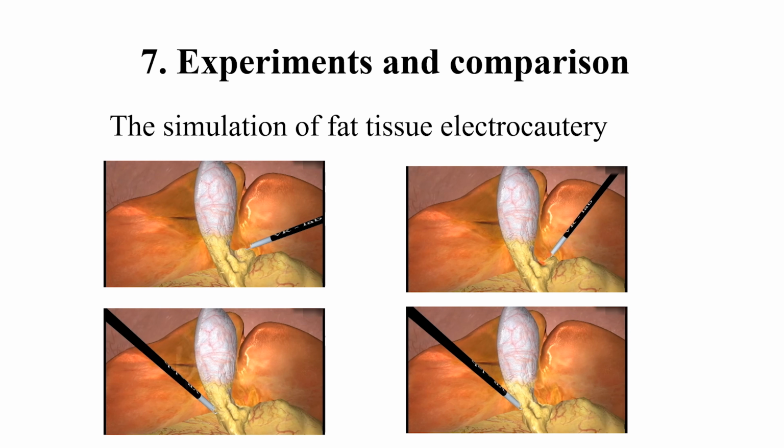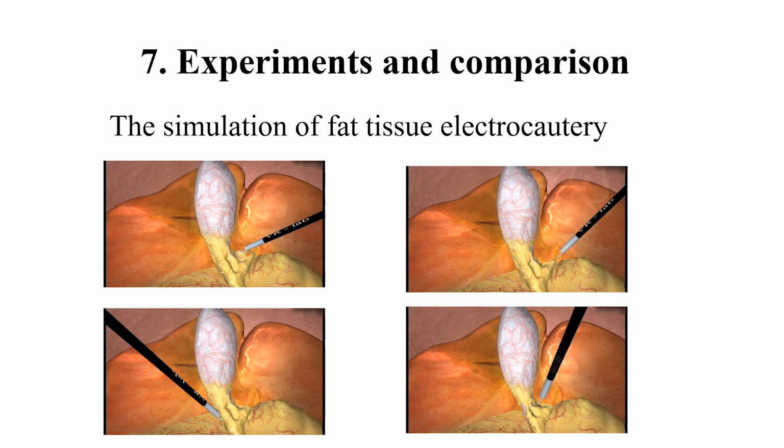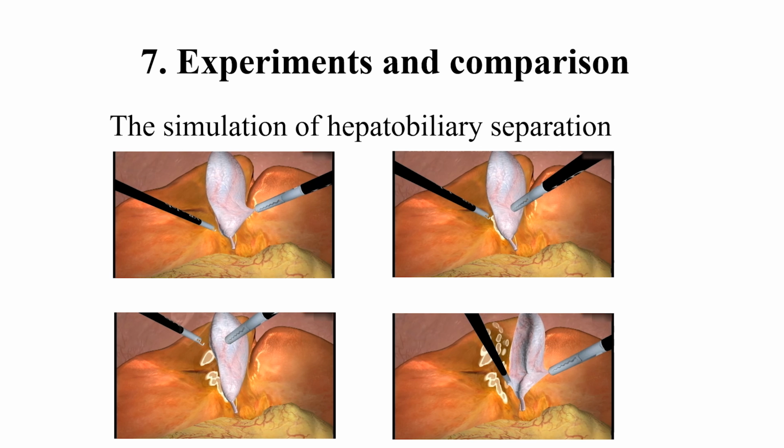Now let's see the experiments and comparison. This is 4 simulation videos of fat tissue electrocautery. This is 4 simulation videos of gallbladder and liver separation.